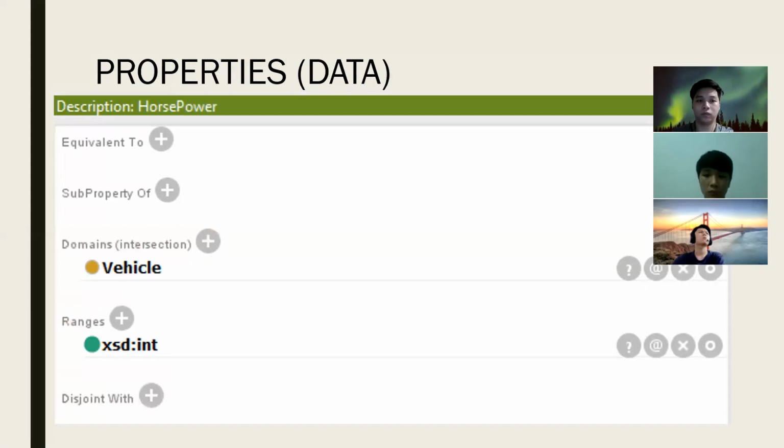For the last data property, horsepower, this is to indicate the horsepower value of a vehicle. Same, the range will be integer and the domain is vehicle.